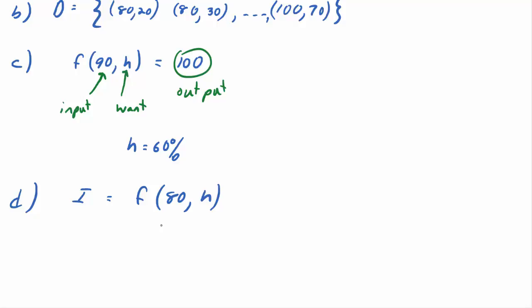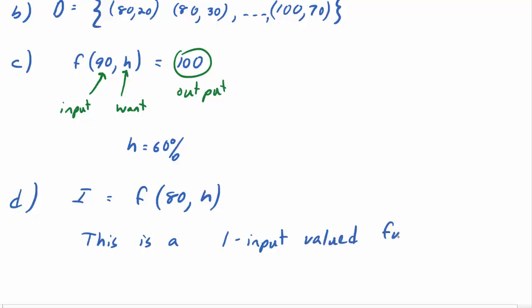Well, it's actually a one variable function now, isn't it? So this is one input variable. When I say one variable, I mean one input variable. Of course, there's an output variable as well. This is a one input valued function in the calculus 1 sense, isn't it?